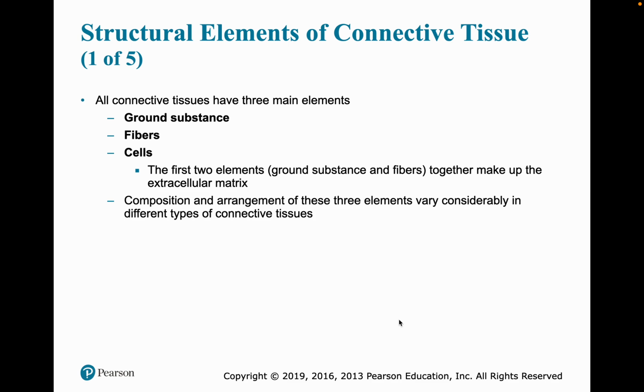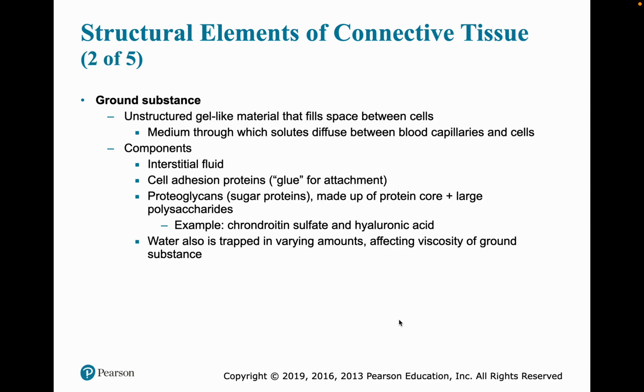That matrix is going to be made up of ground substance and fibers, and the cells are going to produce the ground substance and fibers and make up the extracellular matrix. Composition and arrangement of those three elements varies considerably within the different types of connective tissue, as we shall see. So ground substance is an unstructured gel-like material filling the space between the cells. It's the medium through which solutes must dissolve. It goes between blood and capillaries and the cells.